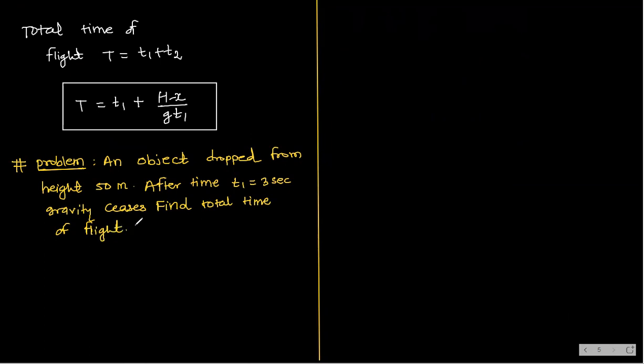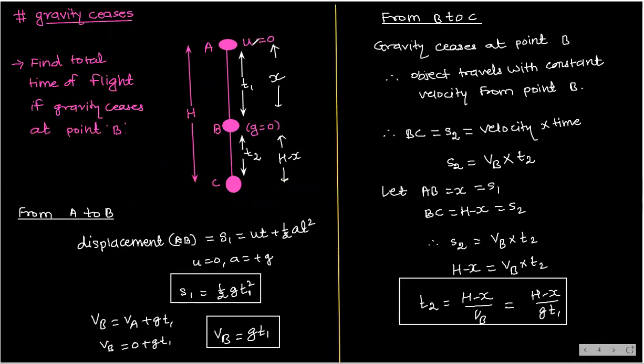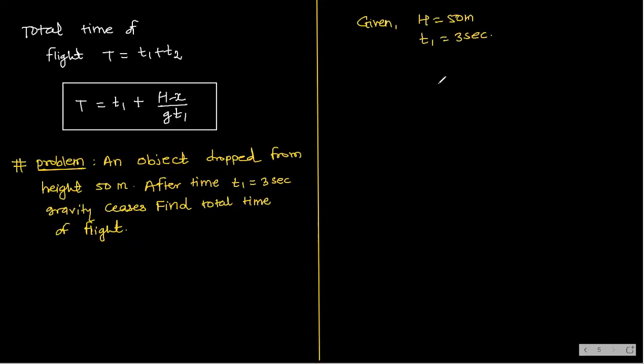Okay, how to do this? Here, what is given right now? You see, H is given. H is equal to 50 meter. And time T1 is given, 3 seconds. Now first of all, you see in the diagram, U is 0 and T1 is given. We can find out X. So let's find out X first.